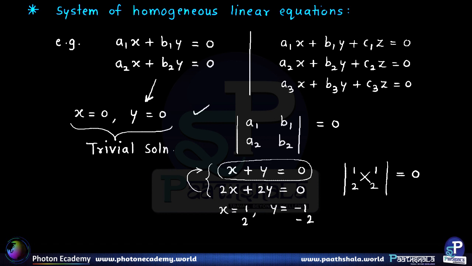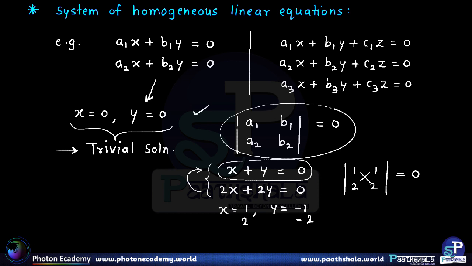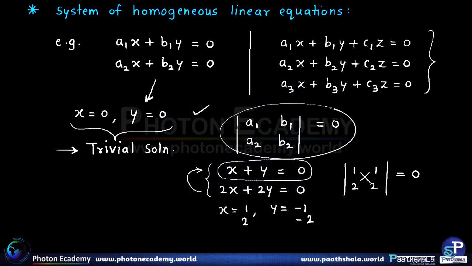So what it means is, if this particular determinant of coefficients is 0, then this system will have infinitely many solutions apart from the trivial solution. On the other hand, if the determinant is not equal to 0, then the trivial solution is the only solution. So in that case we say that the system has a unique solution which is the trivial solution. But if the determinant is 0, then the system has infinitely many solutions, which obviously includes the trivial solution also. Alright. Now the same analogy will apply to the system of 3 homogeneous linear equations also.